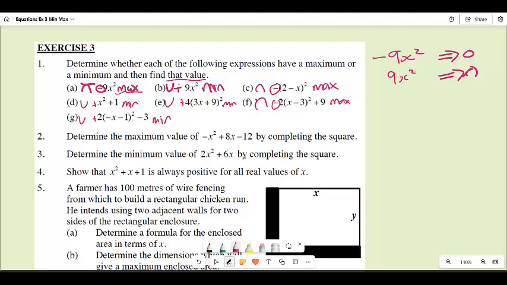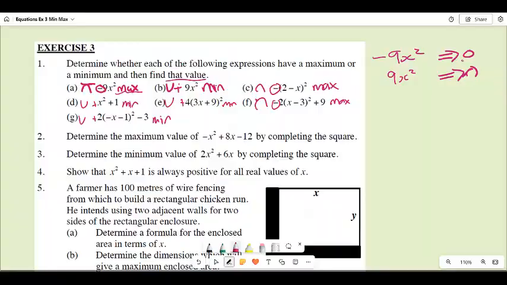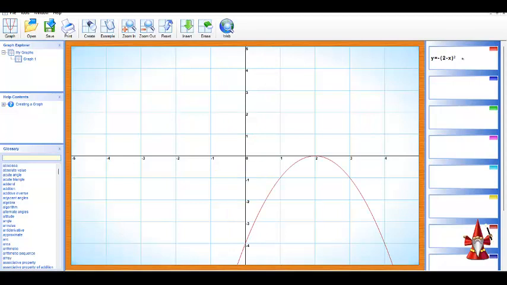Let's look at C. C says negative open bracket 2 minus x close bracket squared. Let's graph that one. So let's remove the green and the red, and we say okay, y equals negative open bracket 2 minus x close bracket squared. Okay, let's graph that one. And what do you see?